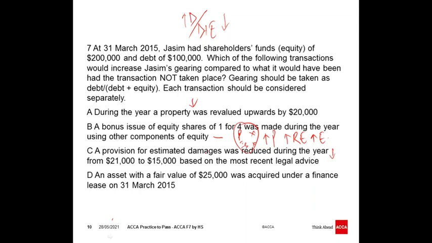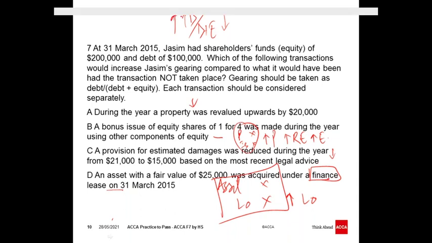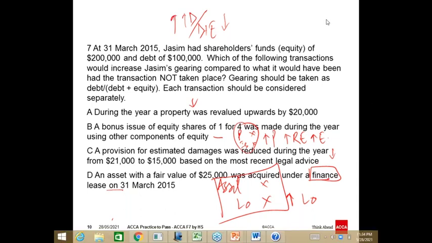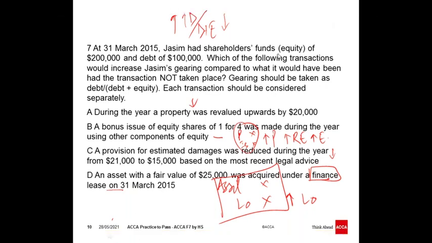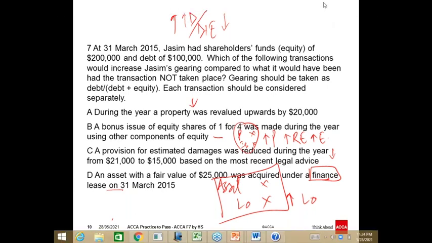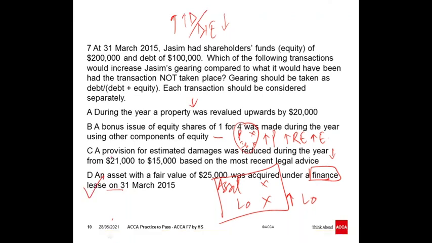An asset with a fair value of 25,000 was acquired under finance lease. Finance lease means that you have acquired the asset on lease terms. The entry will be asset debit and lease obligation credit. So when there is an increase in the lease obligation, that means there is an increase in the debt. So when the debt has increased, then definitely it will affect the gearing as well. So the right answer will be D.